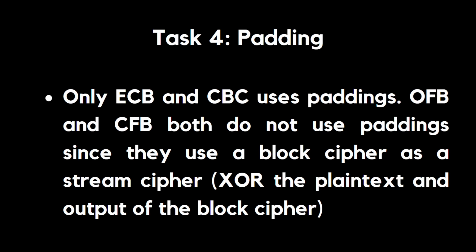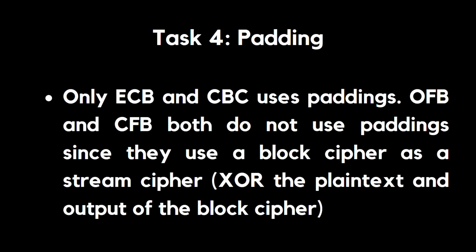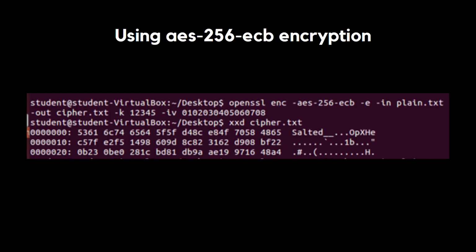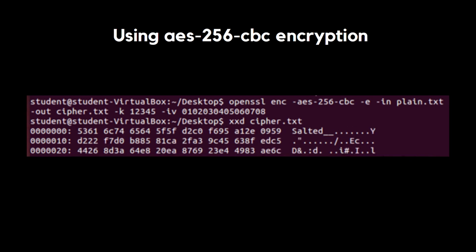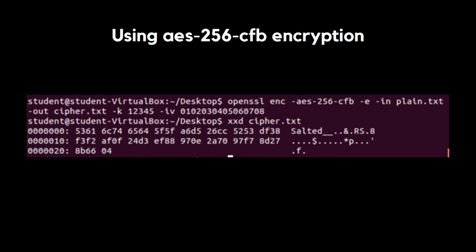Task 4 is padding. So only ECB and CBC use paddings. OFB and CFB both do not use padding since they use a block cipher as a stream cipher. Okay. XO are the plaintext and output of the block cipher. So using the AES 256 ECB encryption, and this is with the 256 CBC encryption. And this next is the OFB encryption and the CFB encryption.